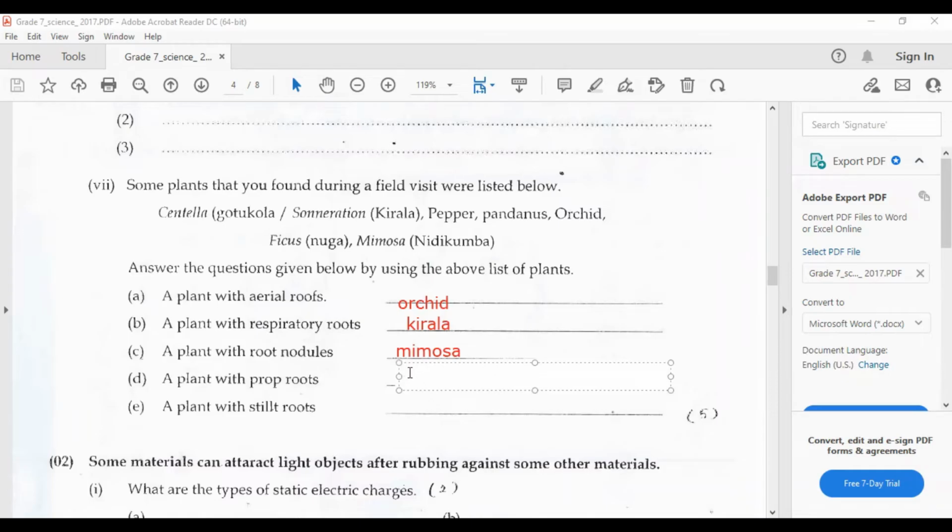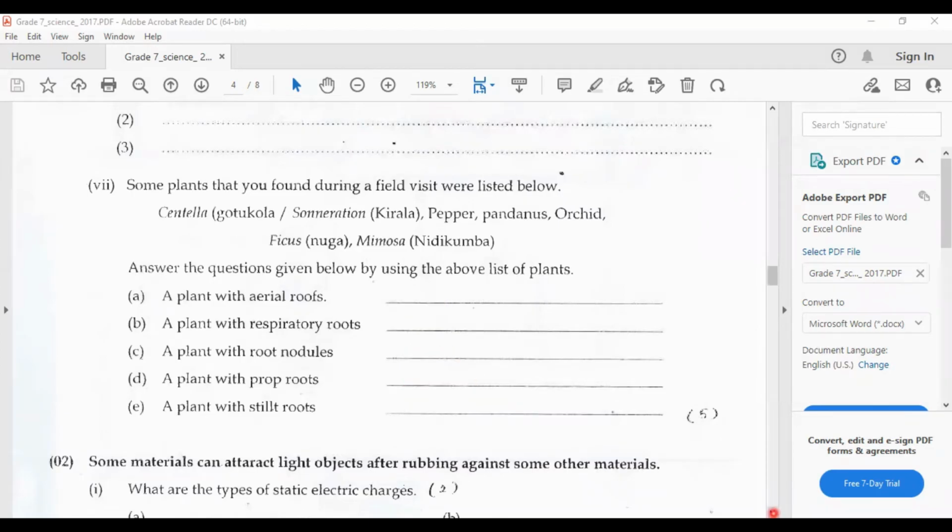The plant with crop roots is the pandanus, and the plant with stilt roots is the nuga. Stilt roots arise from the branches, and the crop roots arise from the stem.